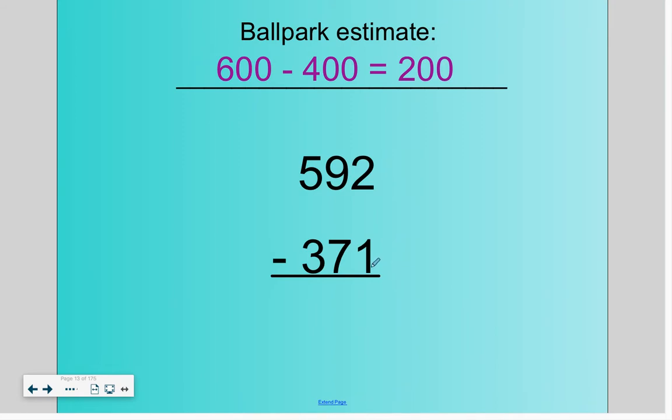We have to ask ourselves, can we take 1 away from 2? If there's more on the top, we can stop. 2 minus 1 is 1. Can we take 7 away from 9? Yes, there's more on the top, so we can stop. We get an answer of 321.